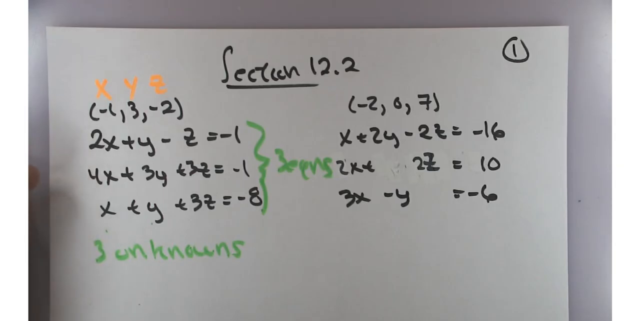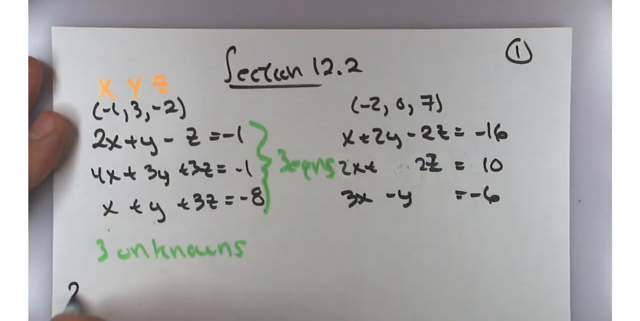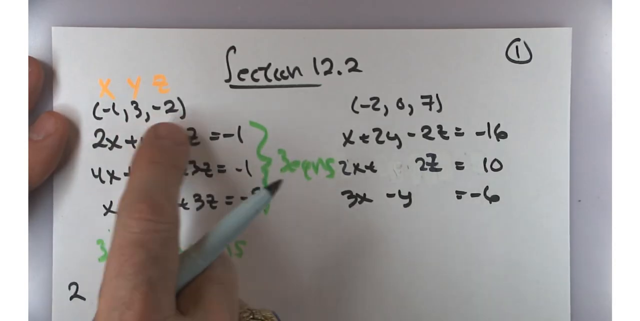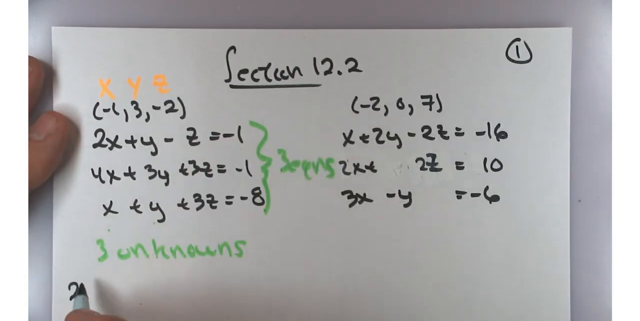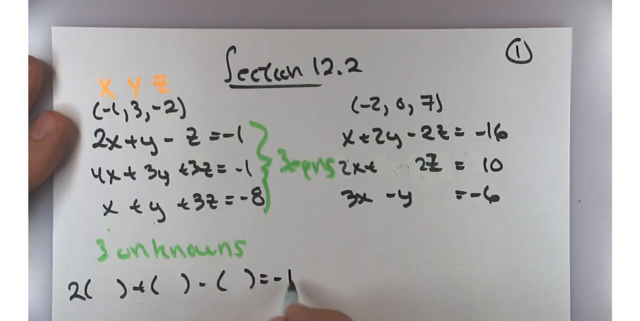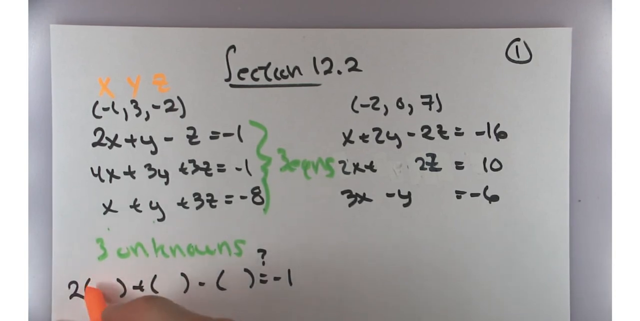Yeah, plug them in. It should work in each of these equations. In other words, if I plug in -1, 3, -2 into this equation, I should get -1 on the left-hand side, which would match what I have on the right-hand side, and so on. Let's put a little question mark there as I plug in -1, 3, and -2.